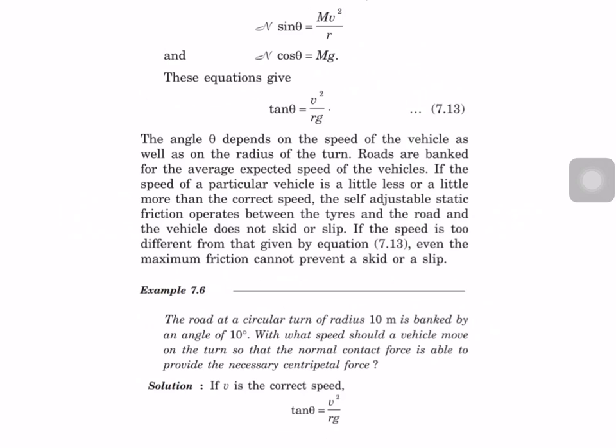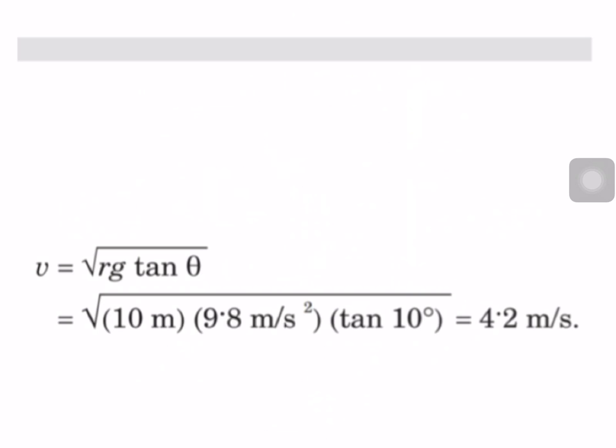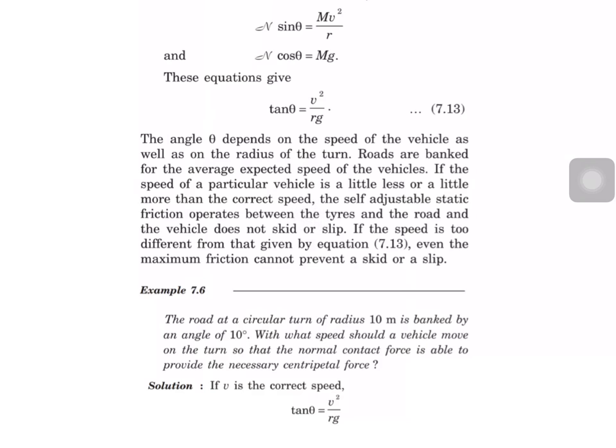Clear? Sometimes they will ask you to derive the equation for the vehicle skidding on a level road. So you have to calculate the theta or the velocity they have to maintain on the level or circular road. If the speed is too different from that equation, even the maximum friction cannot prevent a skid or slip. Based on that, I can show you a problem.